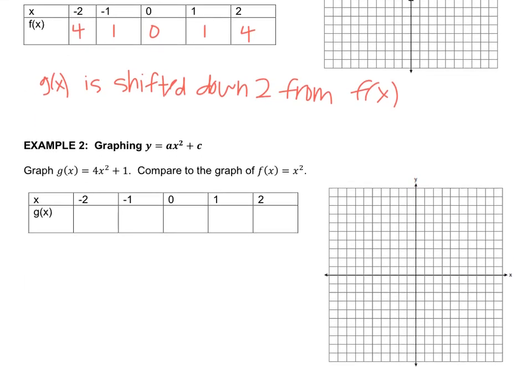So a little more complex. Now we do have a coefficient, so we know that it's going to change its width, and since it has a 4, we know it's going to get skinnier or narrower. So let's do the chart. We've got 4 times negative 2 squared plus 1. That's 4 times 4, so that's 17. So pause the video and fill in the rest of the chart.